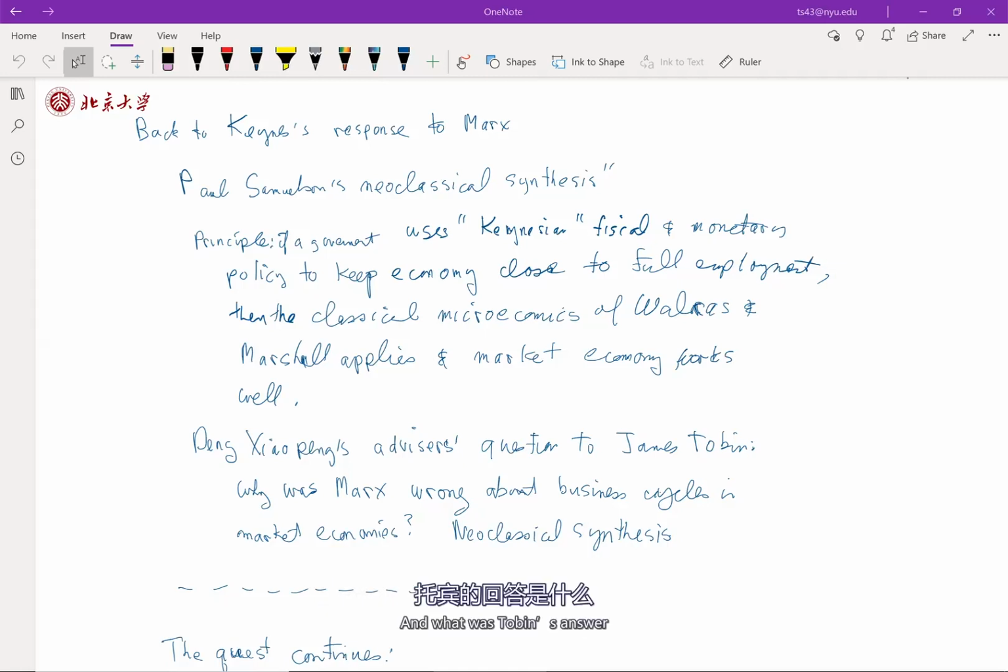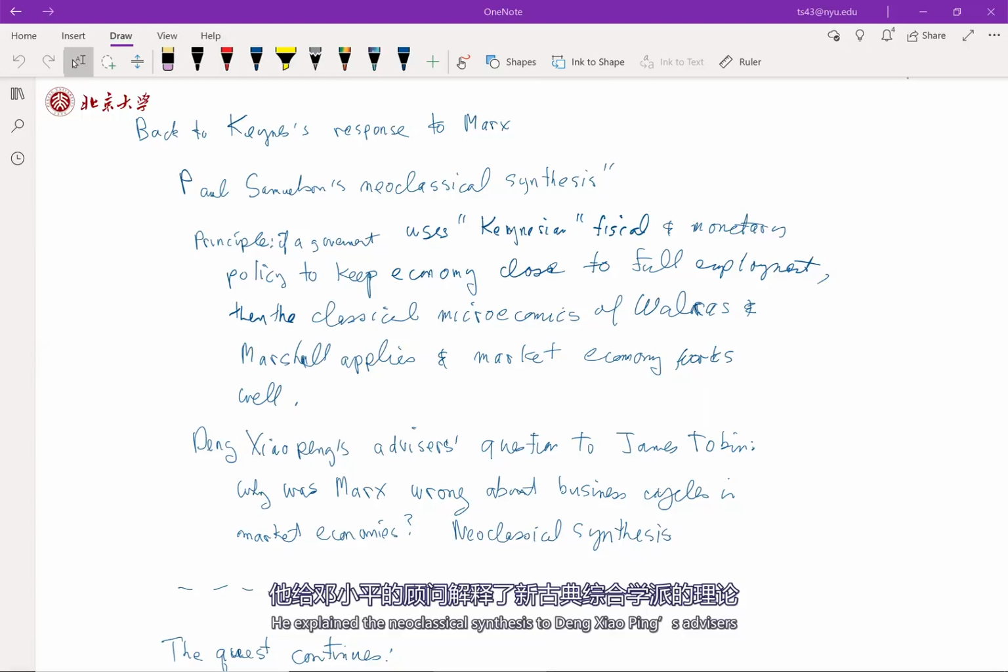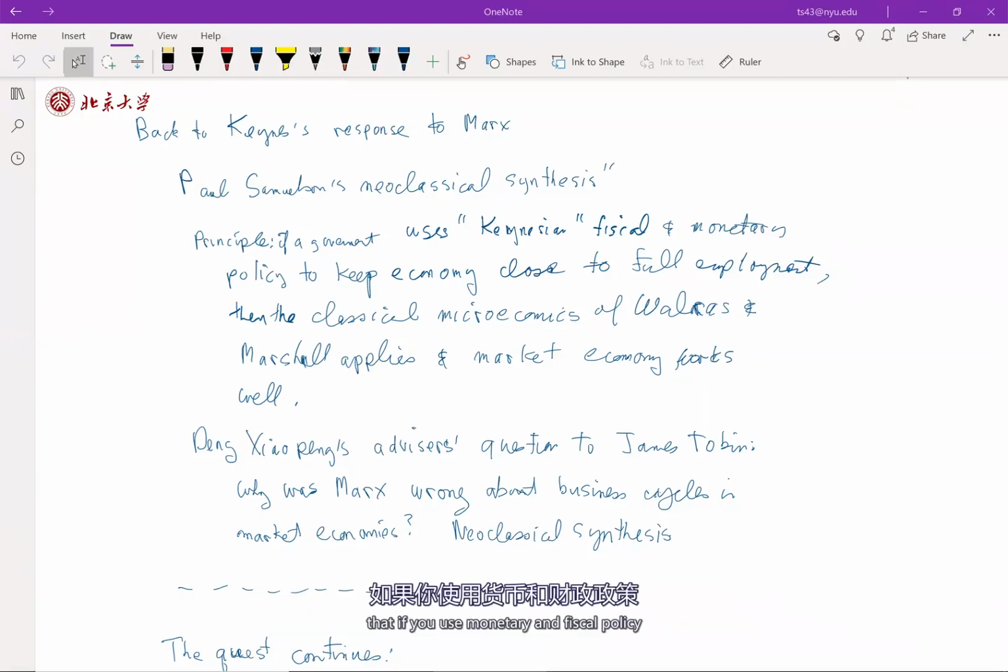And what was Tobin's answer? He explained the neoclassical synthesis to Deng Xiaoping's advisors: will the market economy do it on its own, agnostic to any kind of macro policy that you could think of? No. But if you use a wise one, then you can keep the economy at full employment. And once you're there, then classical market economy principles for analysis and work, and the economy will perform well.